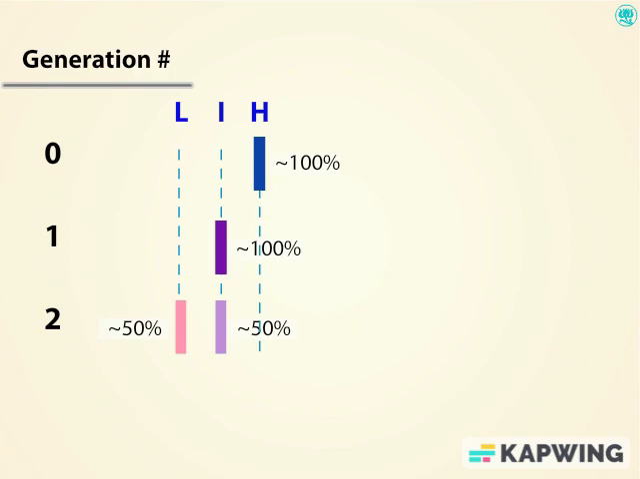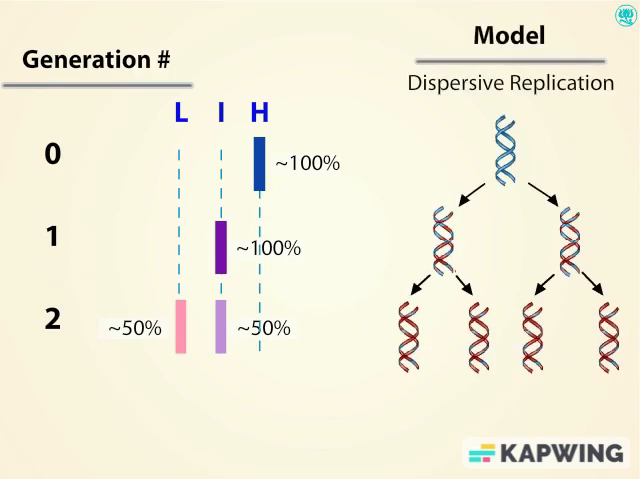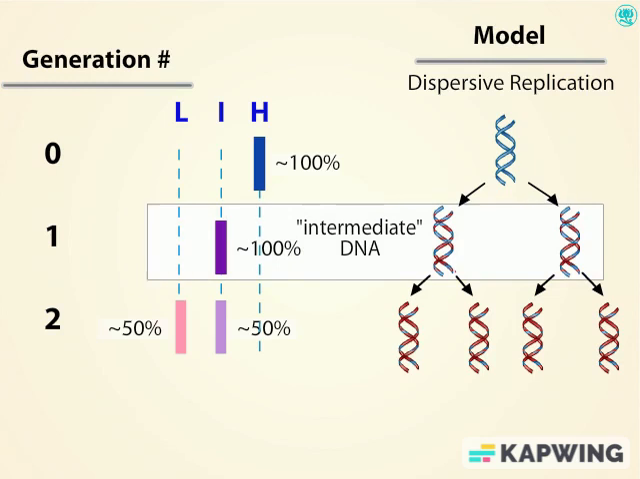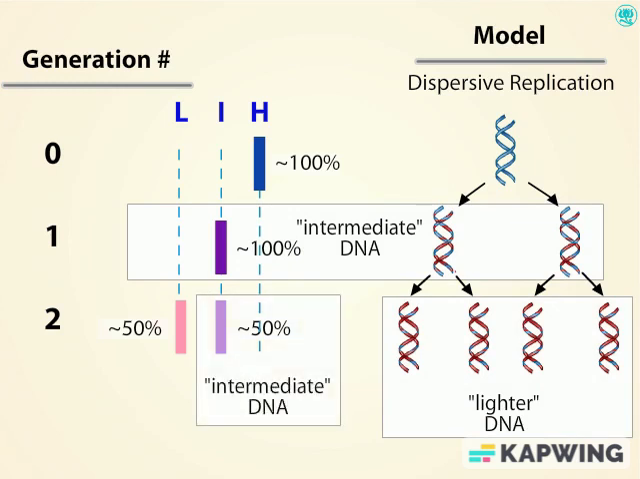Consider the possibility of dispersive replication. According to the model, after one generation, all of the DNA would be in the intermediate form, which is indeed consistent with the experimental results. In the model, after 2 generations, all of the DNA would be in a lighter form. However, the experimental results show that half of the DNA is actually in the intermediate form, and so we can reject this model of replication.